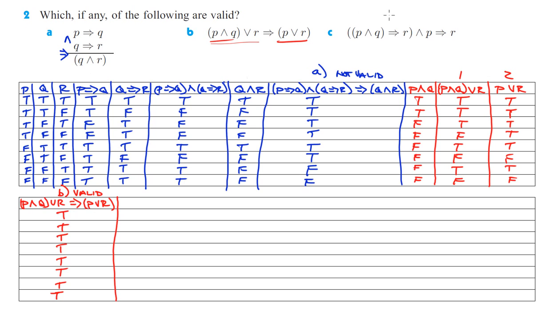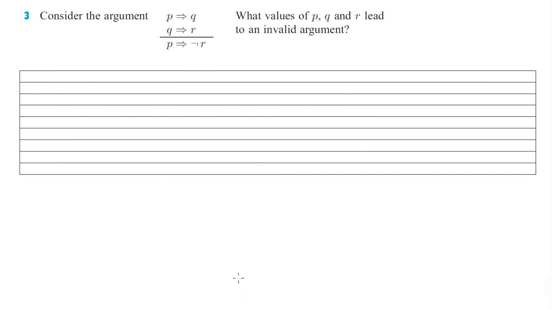Okay, so here's number 3. Consider the argument. P implies Q and Q implies R. Does that all imply that P implies not R? Okay, so we got P, Q, and R. So let's do P, Q, and R. And then away we go. Gotta make our 2 tables for these. Oh my gosh, those are terrible. I can do this. Good enough.